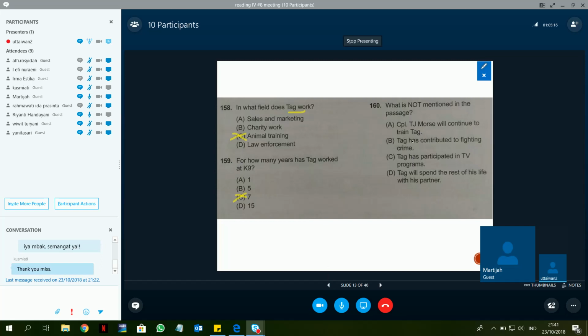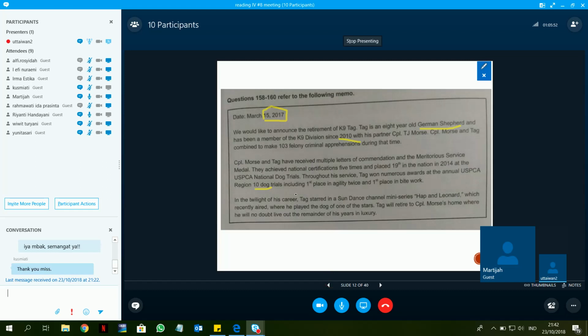What is not mentioned in the passage? A. CPL Morse will continue to train Tag. B. Tag has contributed to fighting crime. C. Tag has participated in TV programs. D. Tag will spend the rest of his life with his partner. Lihat, in the last paragraph. Crime.